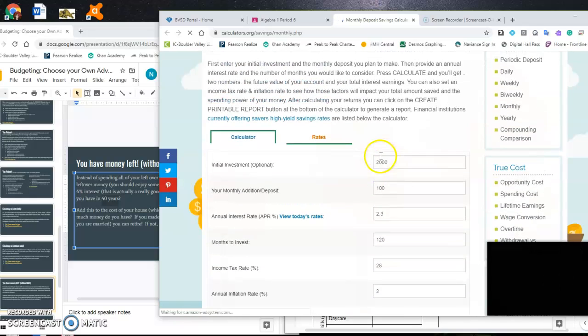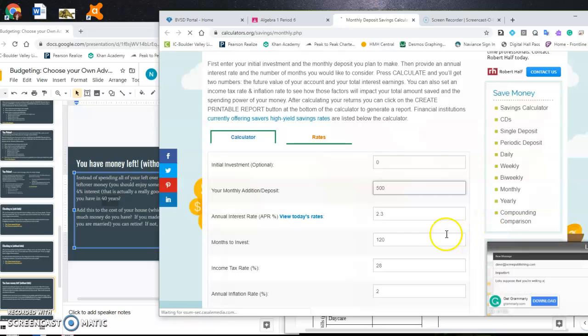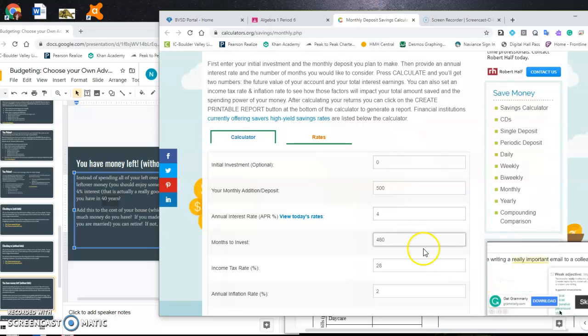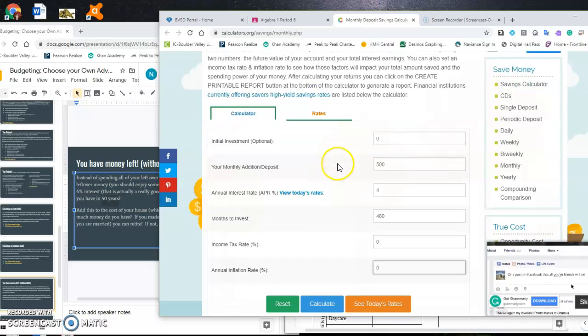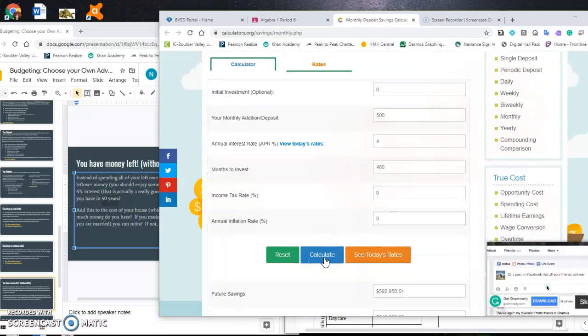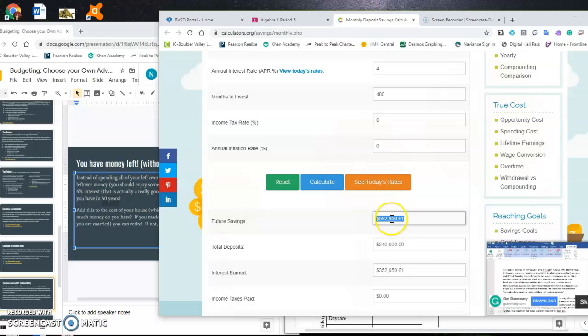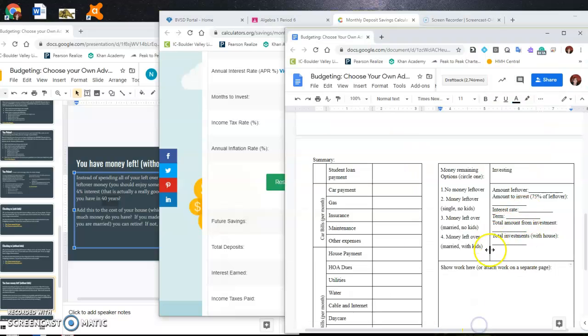And we would come in here and we'd say our initial investment is 0, say that we have $500 left over every month. Our interest rate is 4%. We have 480 months to invest, 0 for the income tax rate and 0 for the annual inflation rate, and we let it calculate it for us. Calculate, and right here it says that we would have $592,950.61 left. We would copy that and we would place it here with our total investments.